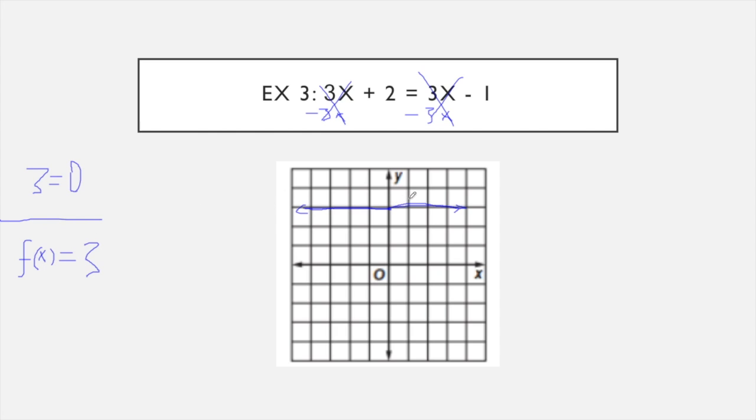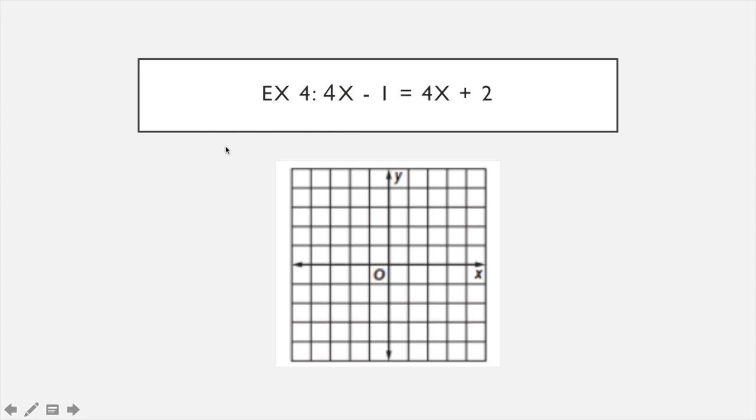So where does this line cross the x-axis? Well, the answer is it doesn't. So there's no solution to this one. No solution for example 3. There's no 0. There's no point where that line crosses the x-axis. That's what we're looking for.